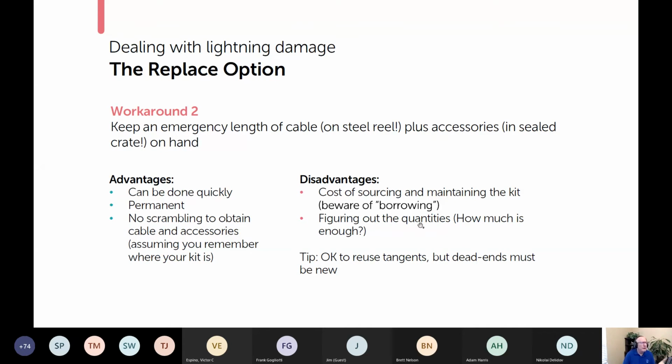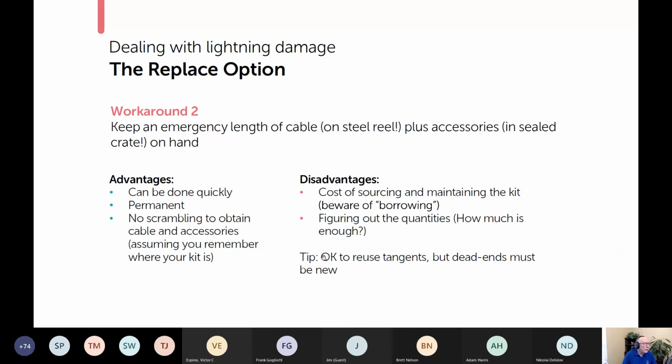And of course, you've got to figure out the quantities. How much is enough? Do I need 2 dead ends or 20 dead ends? But you think it through. You can work with the cable manufacturer and your accessory vendor, and I think you can come up with something that's appropriate for your utility.